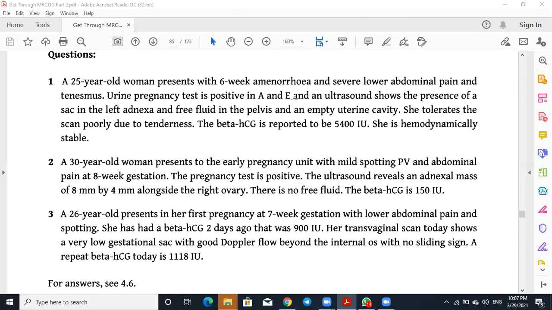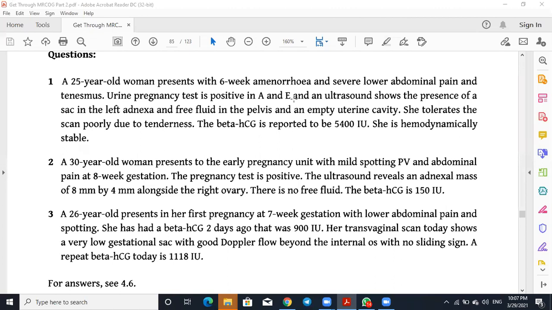The second, the two others, they both have a sliding sign negative, but one of them is above the internal os and the second is below the internal os. The cesarean scar is above the internal os, while the cervical is below the internal os. Okay?